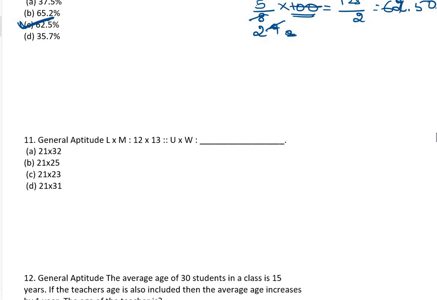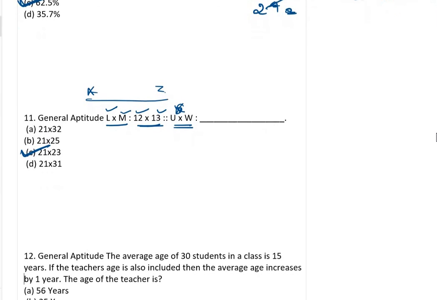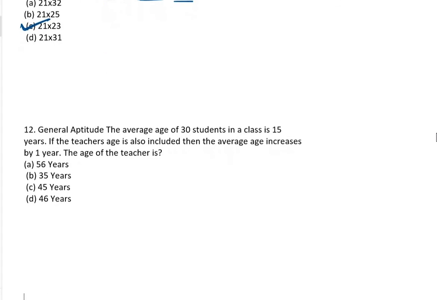L and M are mentioned as 12 and 13. What about U and W? This is a direct question. Write A to Z once again. Letter L is in the 12th position, M in the 13th position. So what about U and W? U is in the 21st position, then V, and in between one letter is there. So V is not given, then W. Therefore 21 and 23 is the answer. Come to the next question.